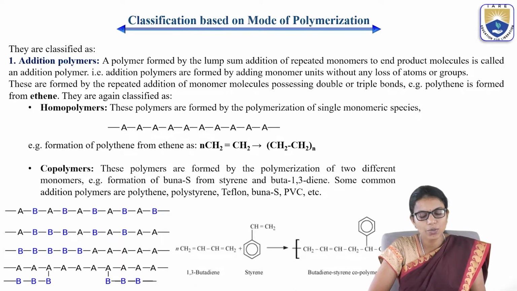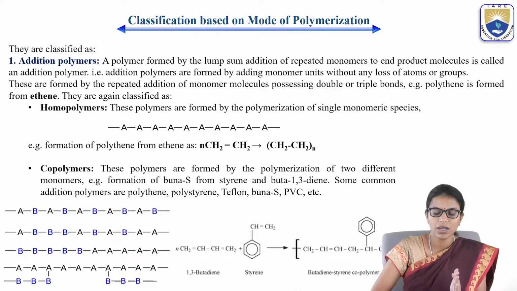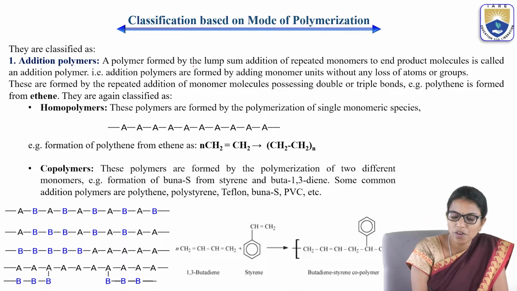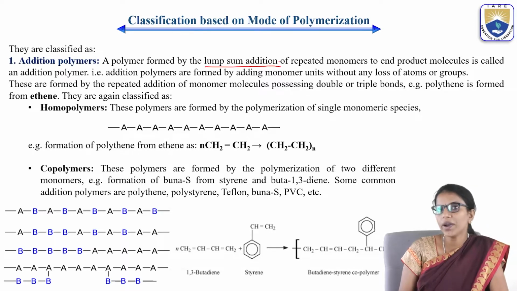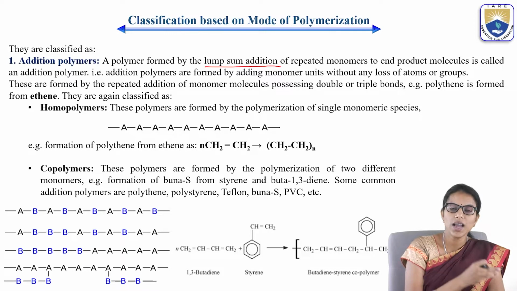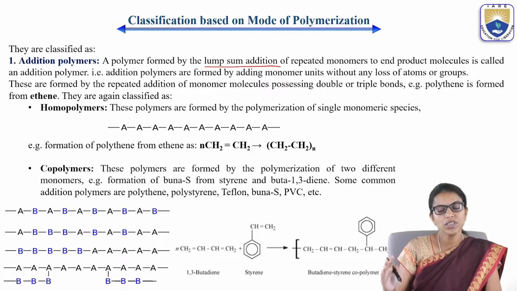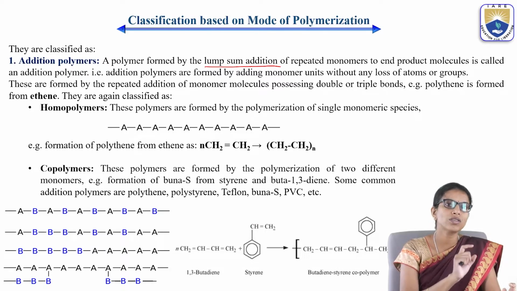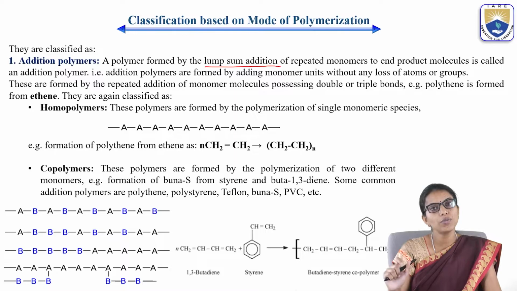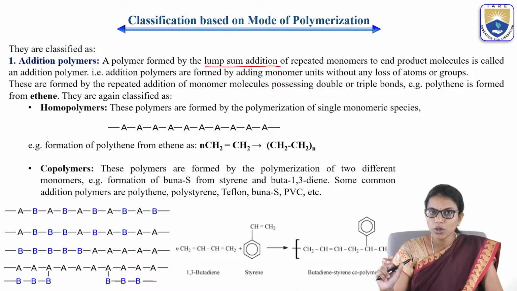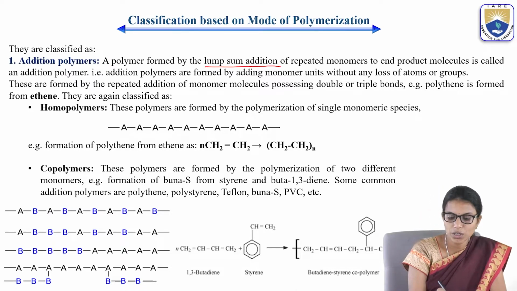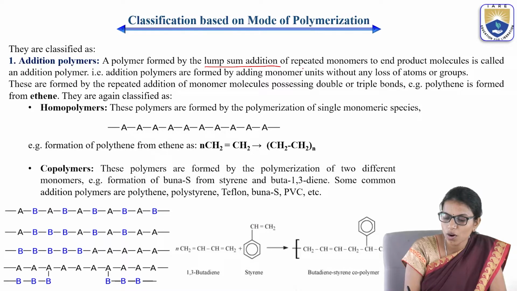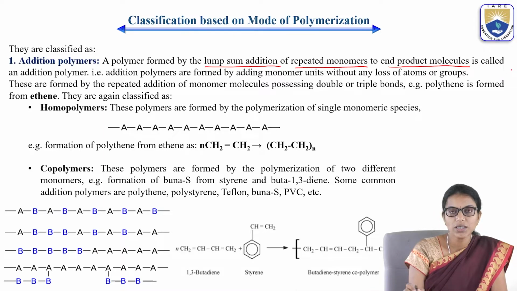Now coming to the addition polymer itself, it means a polymer formed by the lump sum addition. Lump sum addition means whatever we are taking as a monomer, the polymer's molecular weight will be almost equivalent. If n number of molecules I am taking as a monomer, then n number of that molecular weight of polymer will be formed. So that will be known as an addition polymer. Lump sum addition of a repeated monomer to an end product molecule is called an addition polymer.